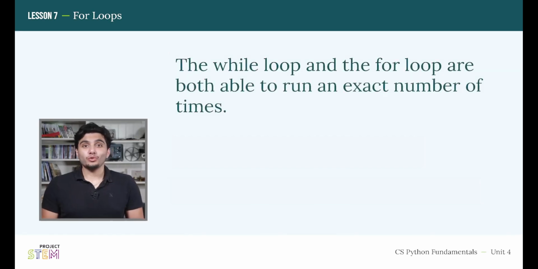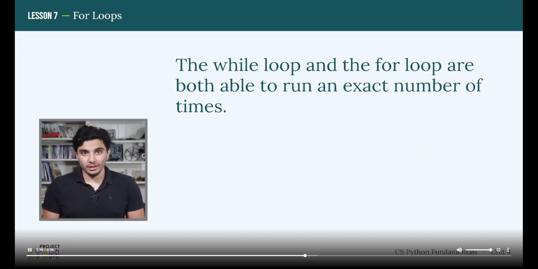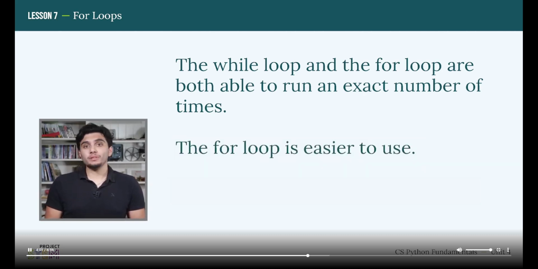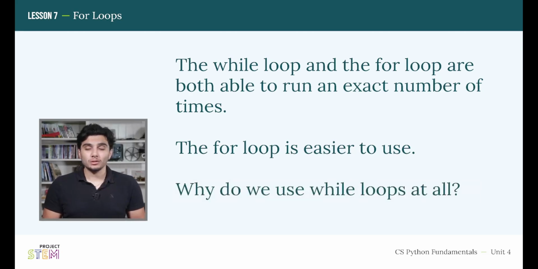So the while loop was able to run an exact number of times. But now we have the for loop, which can do the same thing. However, a for loop is a lot easier to use, just like we saw above. So why don't we use a for loop for everything? Why do we have while loops at all?